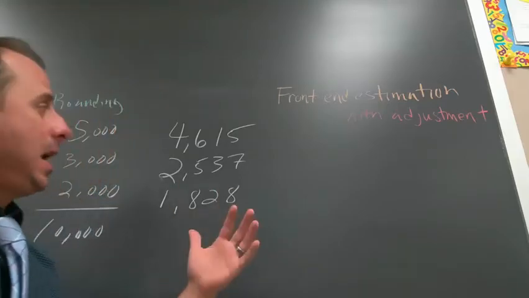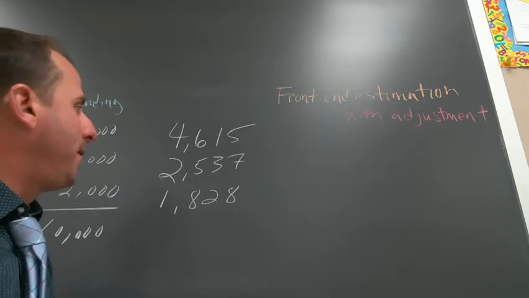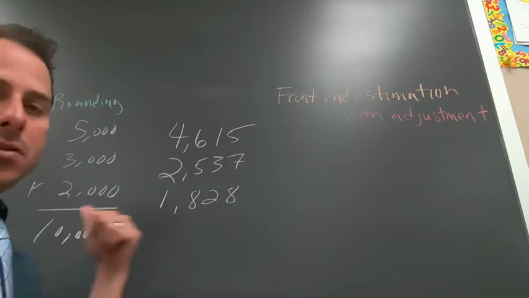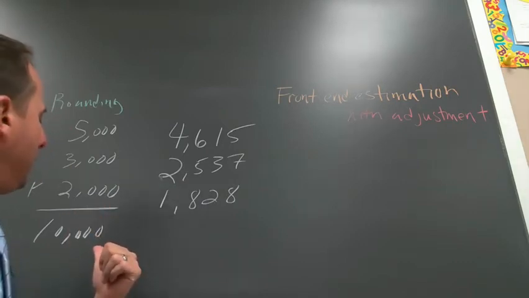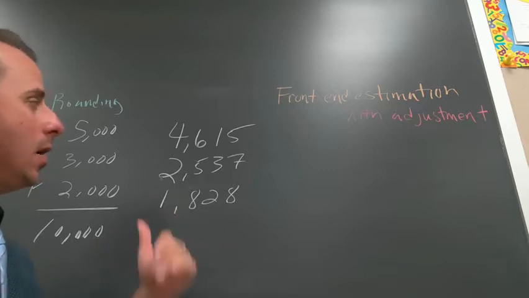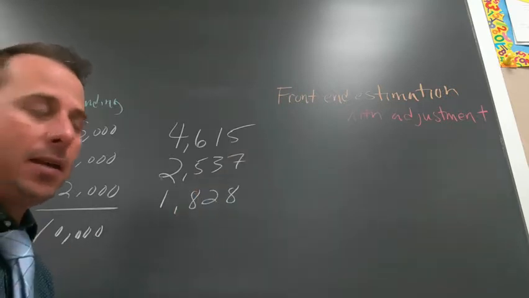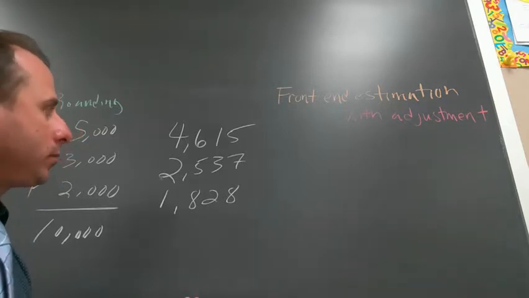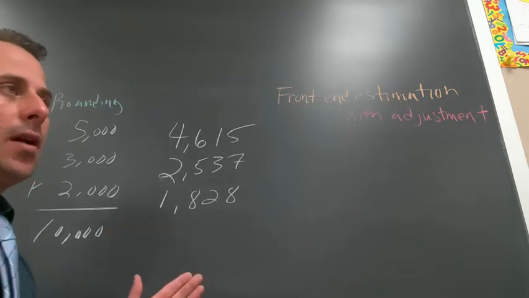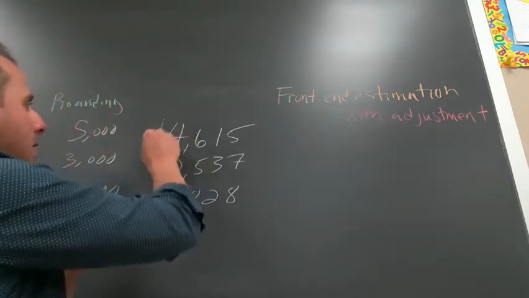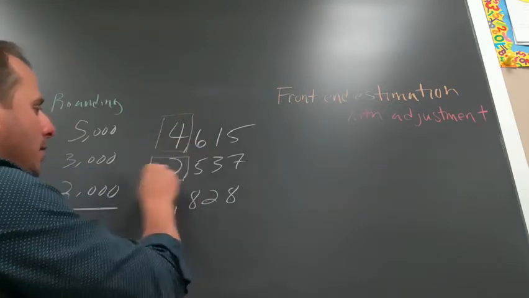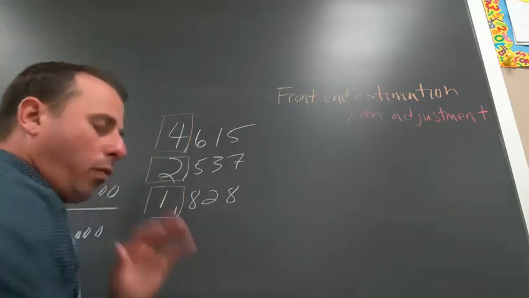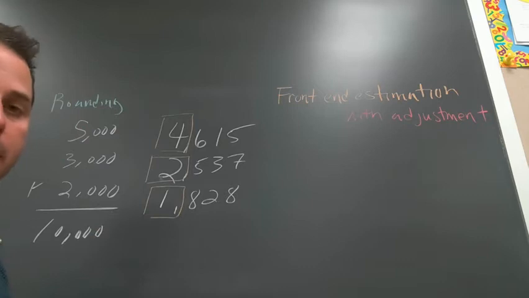So now we're going to look at the same three numbers, 4,615, 2,537, and 1,828. And instead of using rounding, and we've got an estimated sum of 10,000, we're going to take a look at this new strategy today called front-end estimation with adjustment. When you're using front-end estimation, just think of, you look at the front of the number. You literally look at the first digit in each of these numbers, and you grab that, and everything else is going to become zeros. So really quickly, you're trying to get a rough estimate for something.